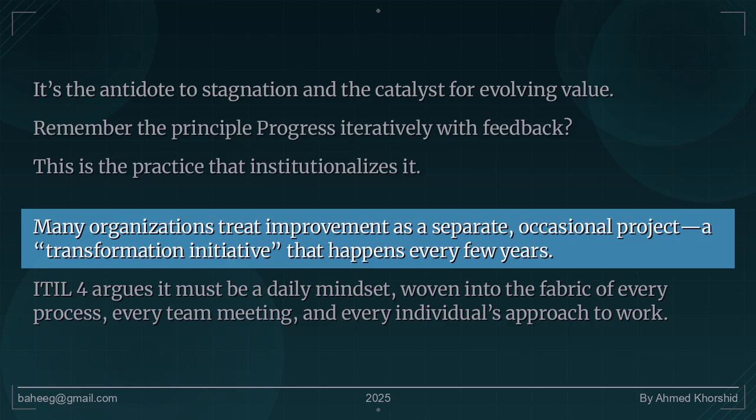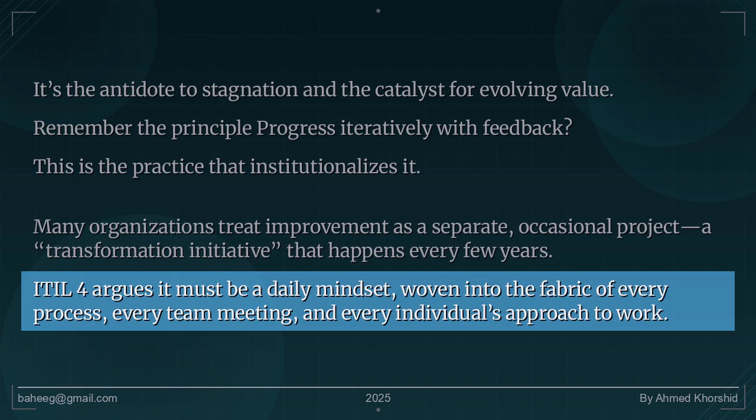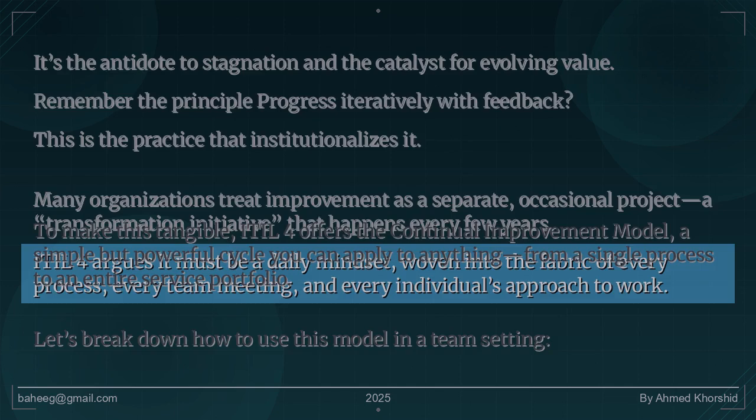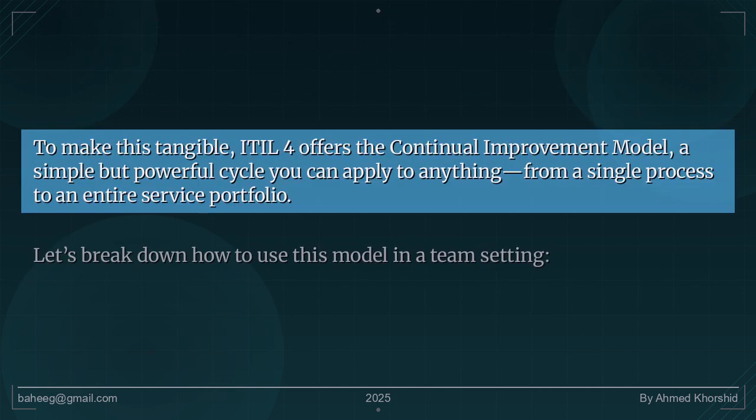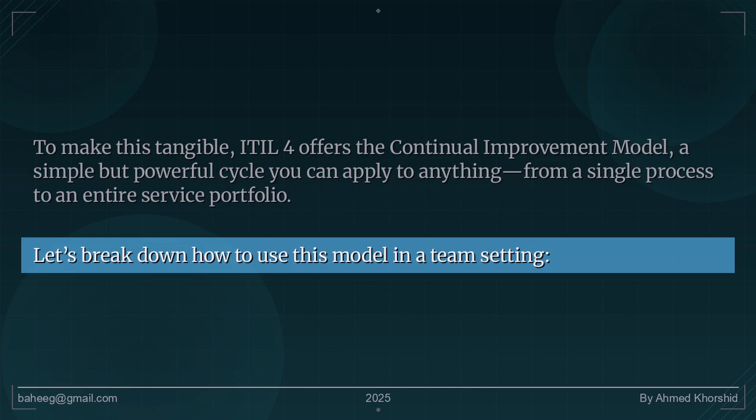Many organizations treat improvement as a separate, occasional project, a transformation initiative that happens every few years. ITIL argues it must be a daily mindset, woven into the fabric of every process, every team meeting, and every individual's approach to work. To make this tangible, ITIL offers the continual improvement model, a simple but powerful cycle you can apply to anything, from a single process to an entire service portfolio. Let's break down how to use this model in a team setting.